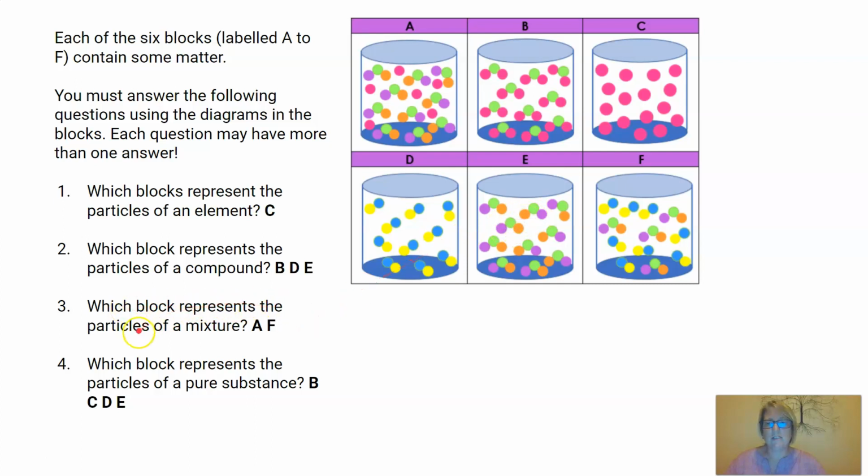Which block represents particles of a mixture? That's going to be A and F. So in A is a mixture of an element and a compound, and F is a mixture of 2 compounds. There's one compound and there is another compound. So hopefully you got all those questions right and you have a better understanding of the difference between atoms, elements, compounds, and mixtures.